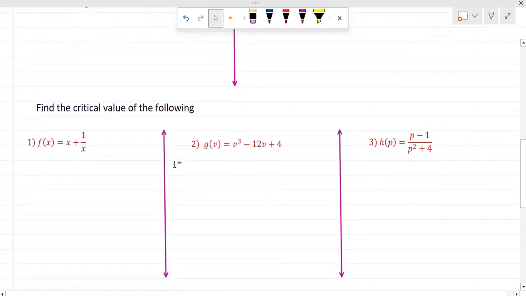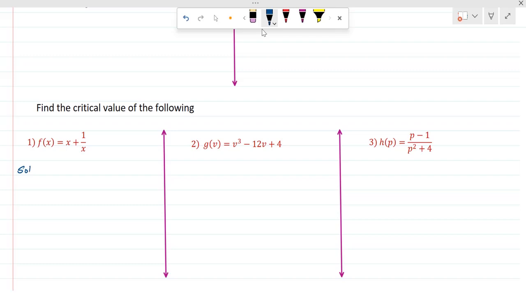The next one is the critical value. How will you find the critical value? Just put the first derivative equal to 0. So I will do it here. F prime of x, what is the derivative for this one? Before that, I will write this part as x to the power minus 1. So the derivative is 1 minus x to the power minus 2. Next, I put f prime of x equals 0.